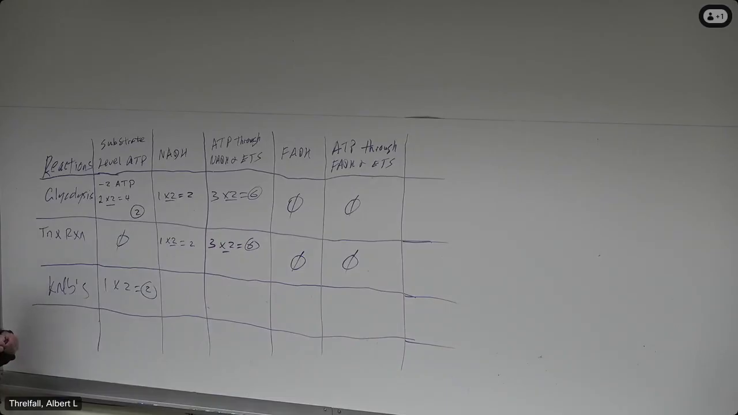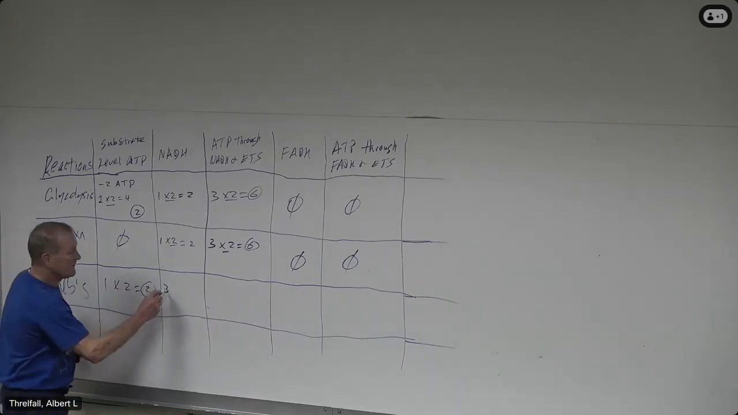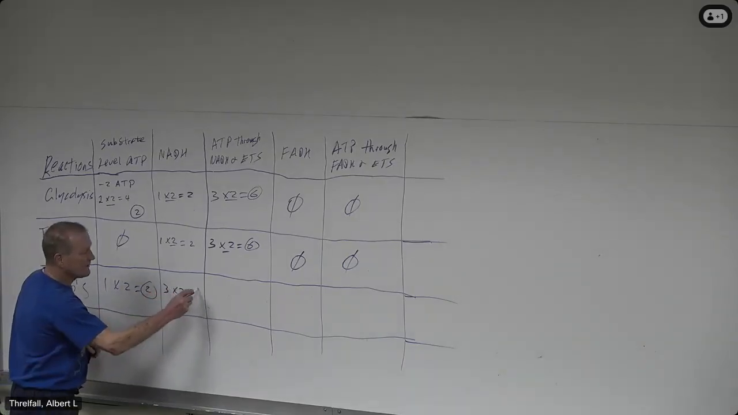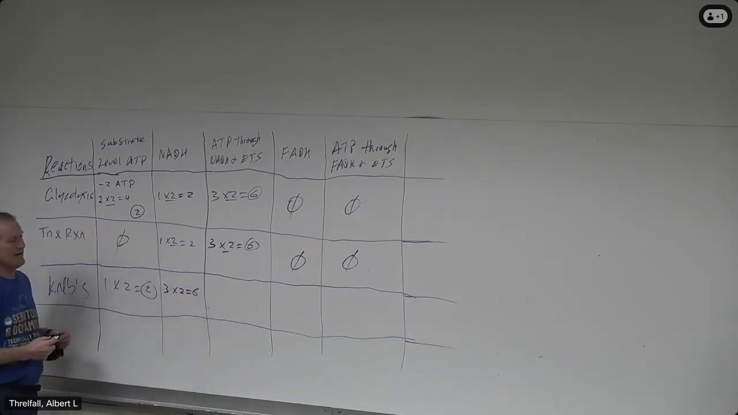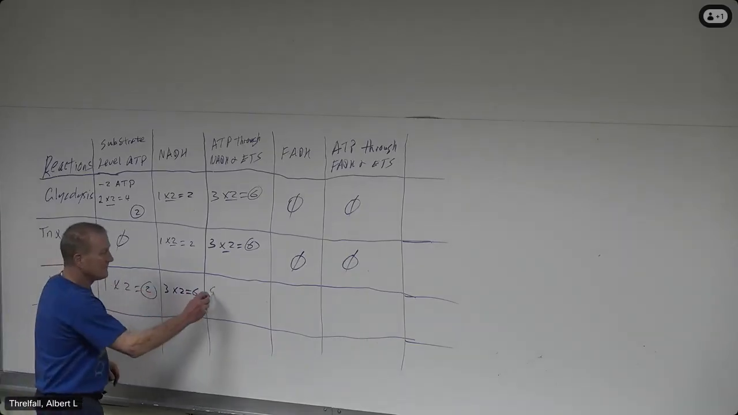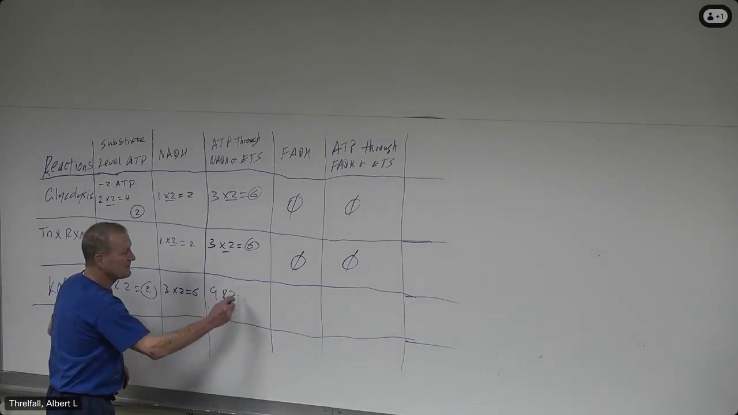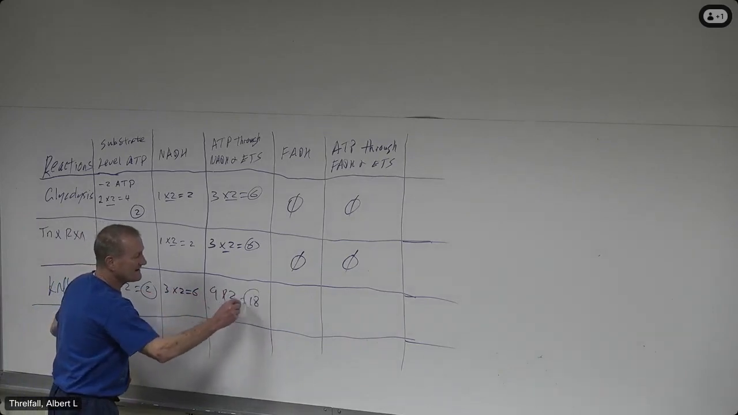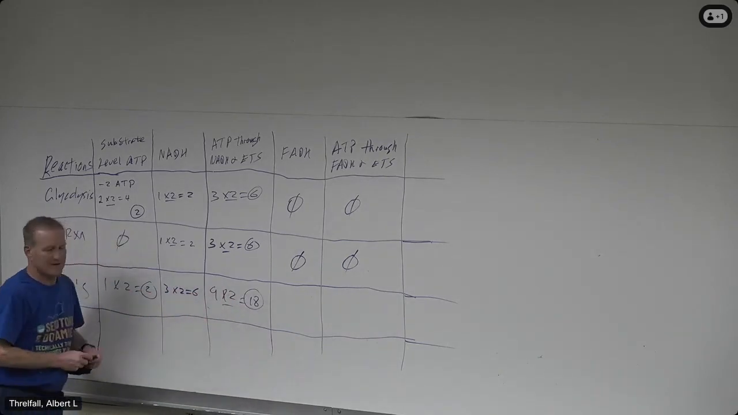Did you make any NADH? How many per cycle? 3 times 2 cycles, so that's 6 molecules of NADH. And what is each one of these NADHs worth? So what are the 3 NADHs worth? 9 times 2 Krebs cycles, so that's 18. That's an ATP number, so we circle that.